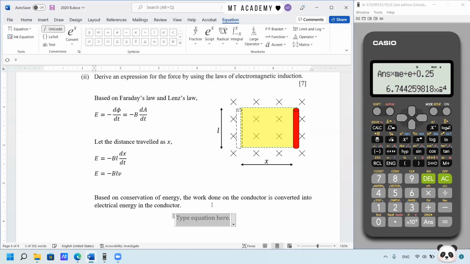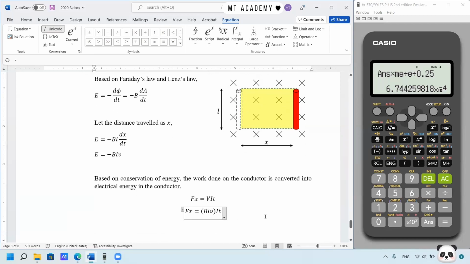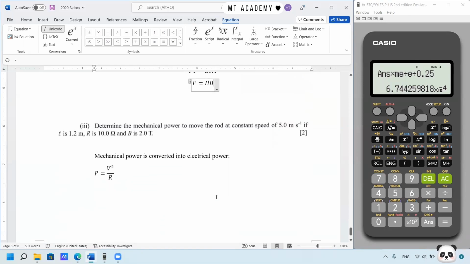So the work done on the conductor, which is the force multiplied by the distance traveled, is equal to the electrical energy, the current in the conductor, VIt. Here the voltage refers to the induced voltage, which is equal to BLv. We put it into the expression, so we have BLv multiplied by It. Then you can move the time to the left, so we have x over t, which is equal to the velocity v. So F v equals BLv I. You can cancel the velocity, and in the end you obtain a very familiar equation, F equal to BIL. So that's how you can derive the force. Proceed to the third question.